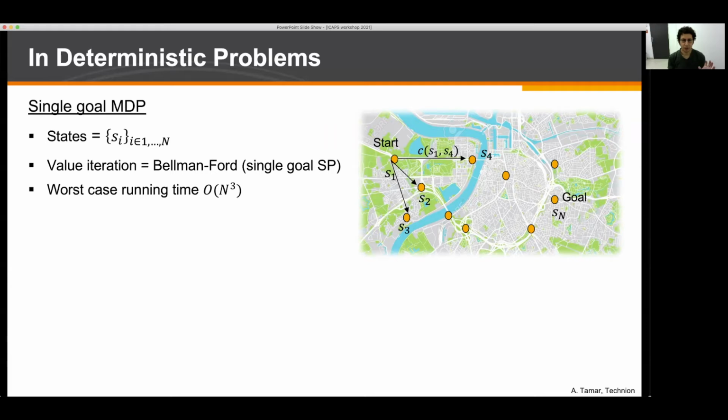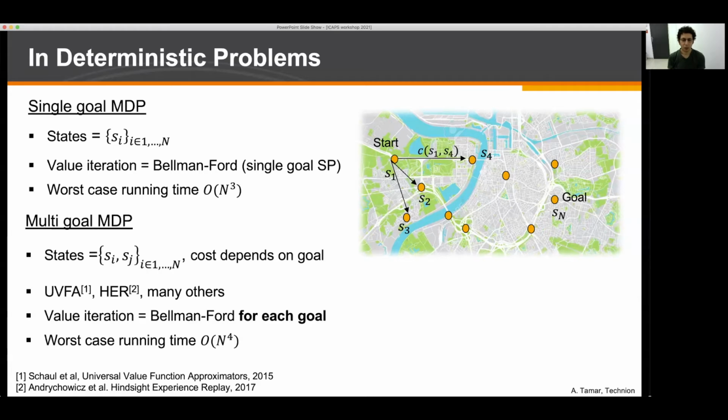So let's think about deterministic problems of just shortest path on a graph. We know that running value iteration, which is the equivalent of a single goal RL here, or Bellman-Ford algorithm, has a worst case running time of n cubed. Now, if you want to run Bellman-Ford for every possible goal, that would require n to the power of 4 iterations. This is what effectively RL does when we just add the goal as another part of the state. And this is what many approaches in the literature currently do.